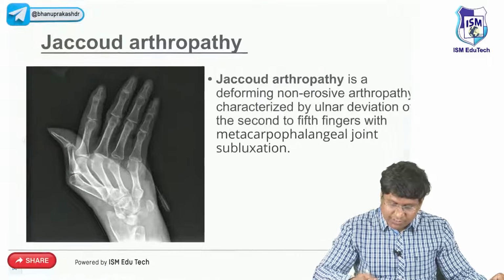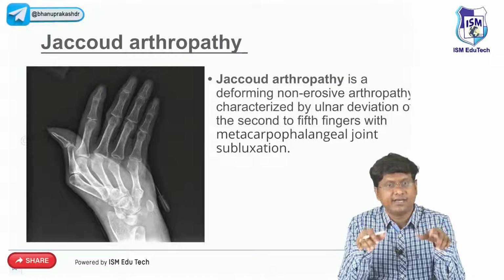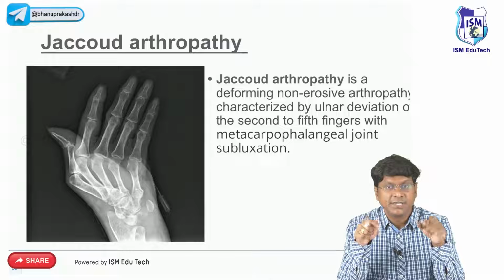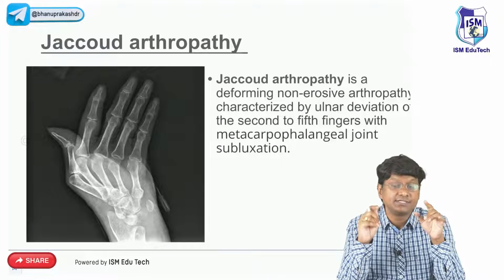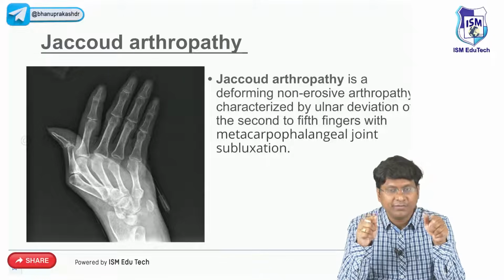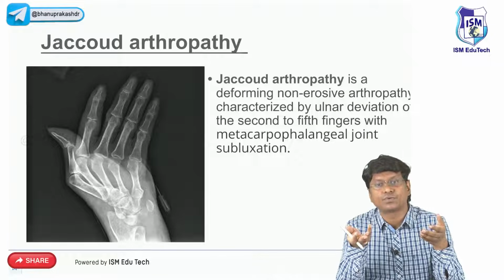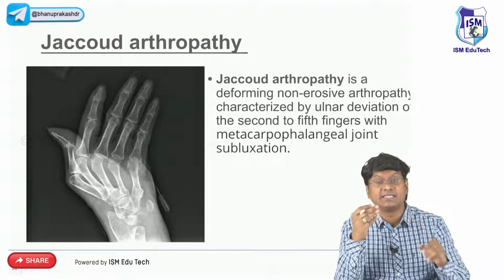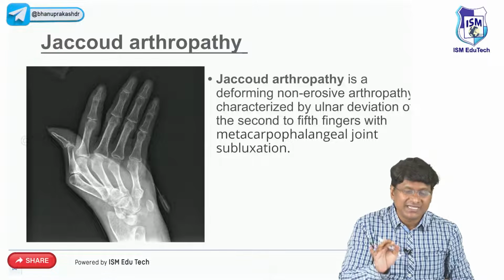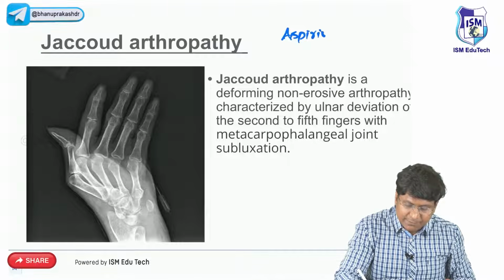This is your Jaccoud's arthropathy, but very rarely you get it, where you have ulnar deviation. The joints affected here are mainly the lower limb joints. And the description of the arthritis is migratory polyarthritis. That means the inflammation will be in one joint for 1 week, and after that the inflammation will completely subside in that joint. Next it will shift to another joint. That is what is called migratory polyarthritis. And in these patients with arthritis, what is the drug of choice? The drug of choice for arthritis will be aspirin.